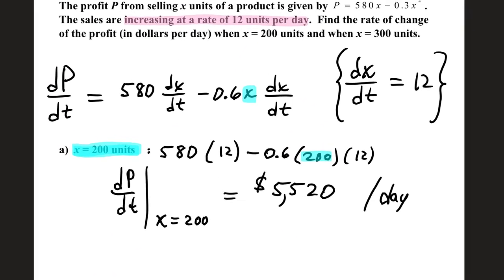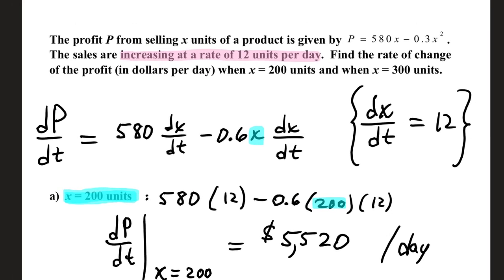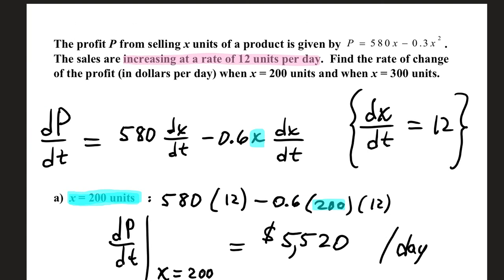And let's do a repeat of that type of problem. The profit from selling X units of a product is given by P equals 580X minus 0.3X squared. The sales are increasing at a rate of 12 units per day, so we're going to make a note that dx dt is 12. Taking our derivative, starting at the top right first term, we have 580 dx dt minus 0.6x dx dt. Substitute in 12 for your dx dt, 200 for your x value.